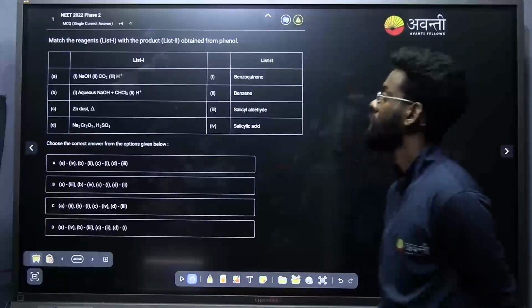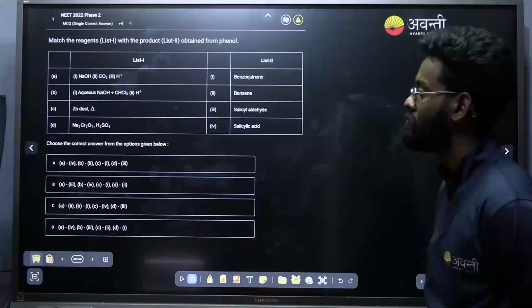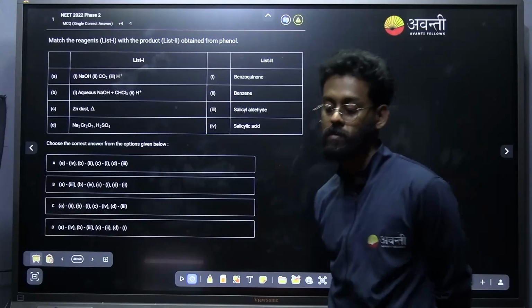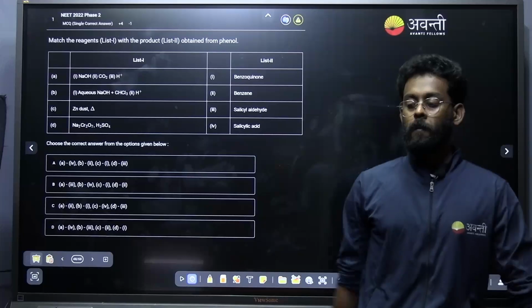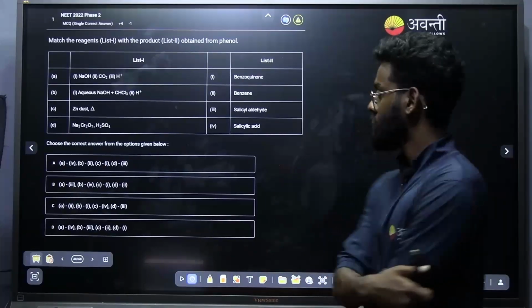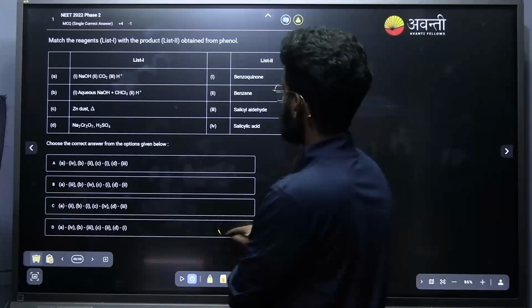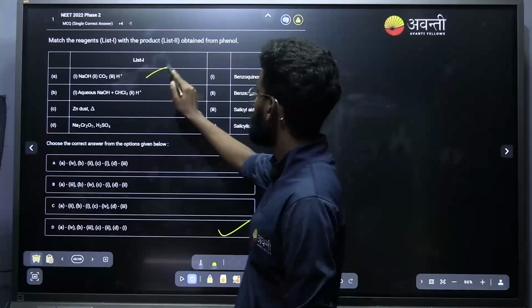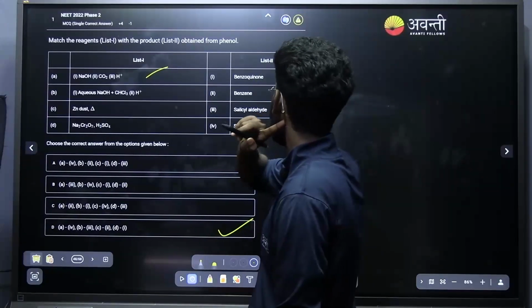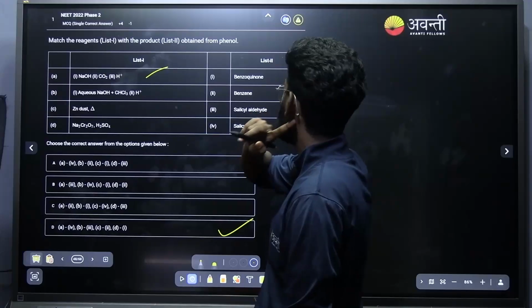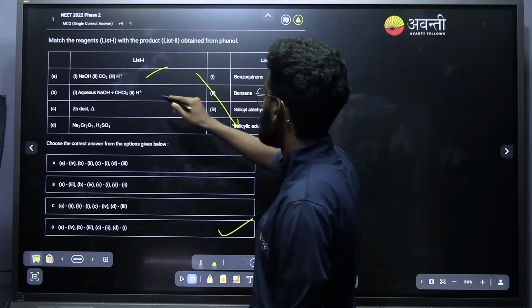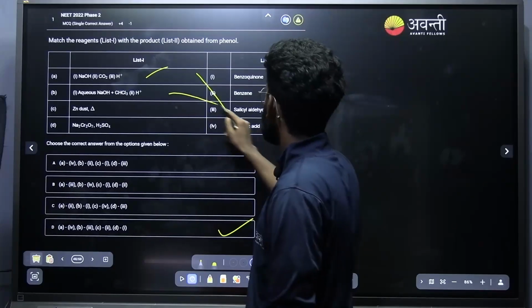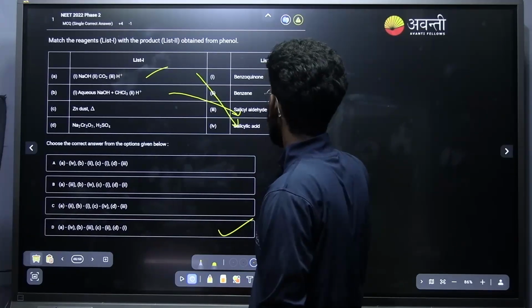First one, NaOH in presence of CO2, H+. What is this reagent? We already discussed this one. Option D. First one, what is this reaction called? NaOH, CO2. Salicylic acid. Kolbe's reaction. Very good. Second one, NaOH, CHCl3. Salicylaldehyde. That is Reimer-Tiemann reaction.